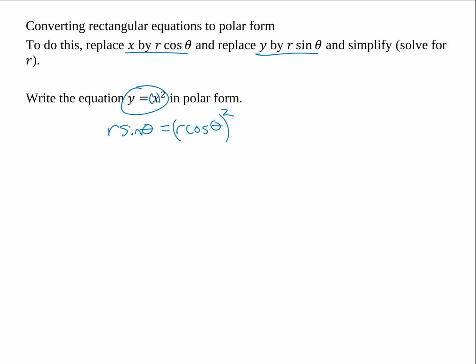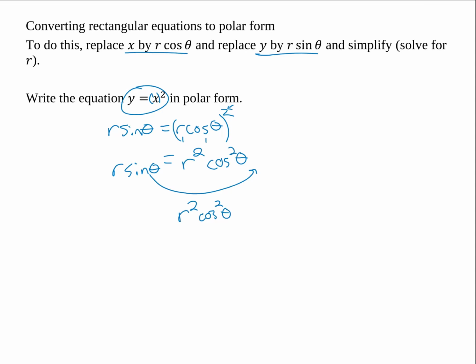So remember that when you have two things being multiplied together, raised to a power, like they have here, we can simplify by sending that exponent to both. So we have r squared cosine squared theta on this side, r sine theta on this side. It's tempting to divide by r here, but that's not what we're going to do. We're going to move this guy over so that we have equals 0. That's how you solve.